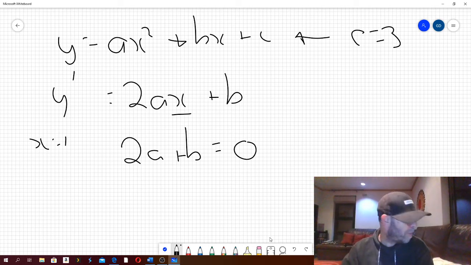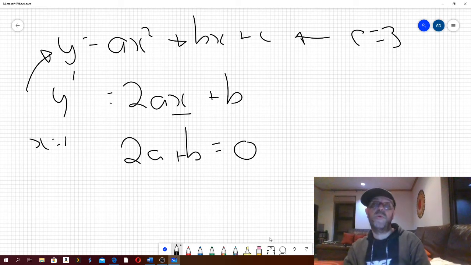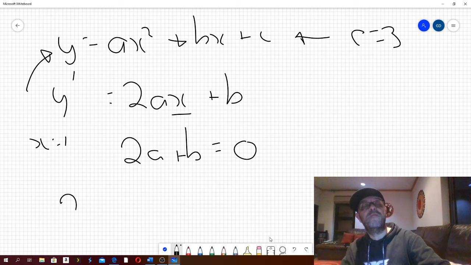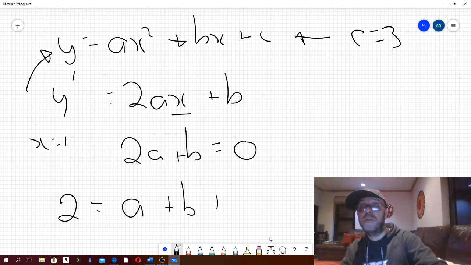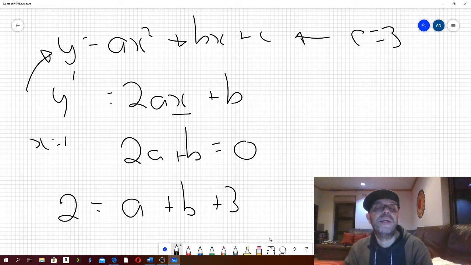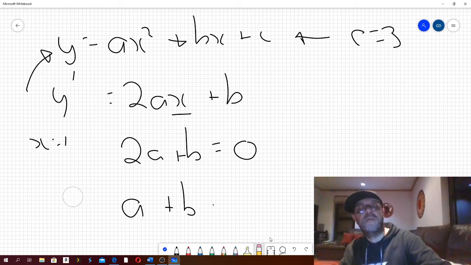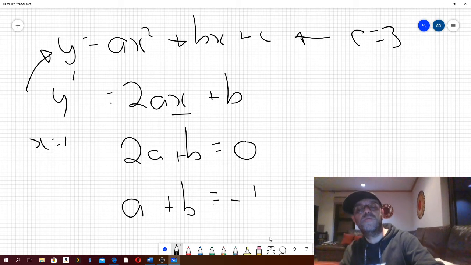but we can use the point 1, 2 in the original equation as well, okay, because it's a point on the curve. So that means that I can say that 2 for the y value is equal to 1 squared times a, which is just a, plus 1 times b, which is b, plus c, which we already knew was 3, okay, and so that gives me another equation, which is that a plus b is equal to minus 1. Let's just erase this over here and write a plus b equals minus 1.